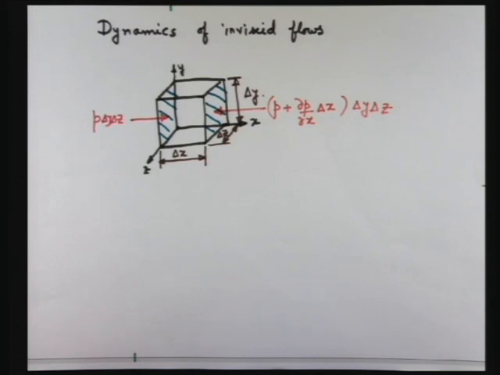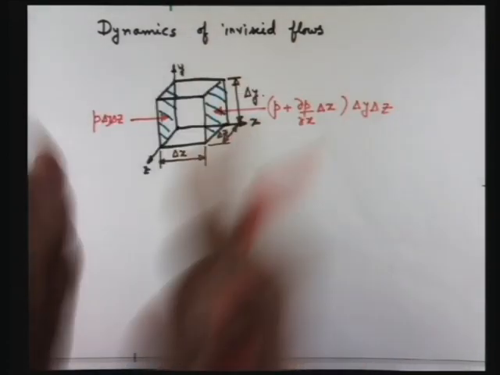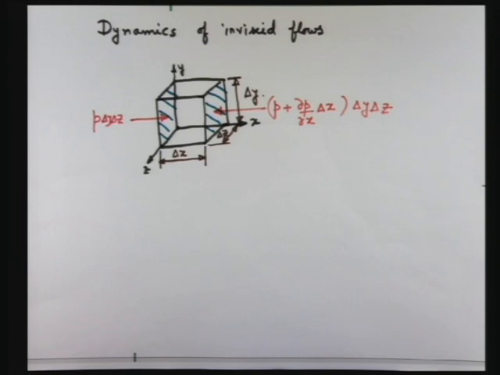Therefore we are getting the force due to the difference in pressure across the 2 faces. So this is the surface force along x direction. What is the body force? Body force depends on how we are expressing it. You can express the body force as body force per unit mass or body force per unit volume.